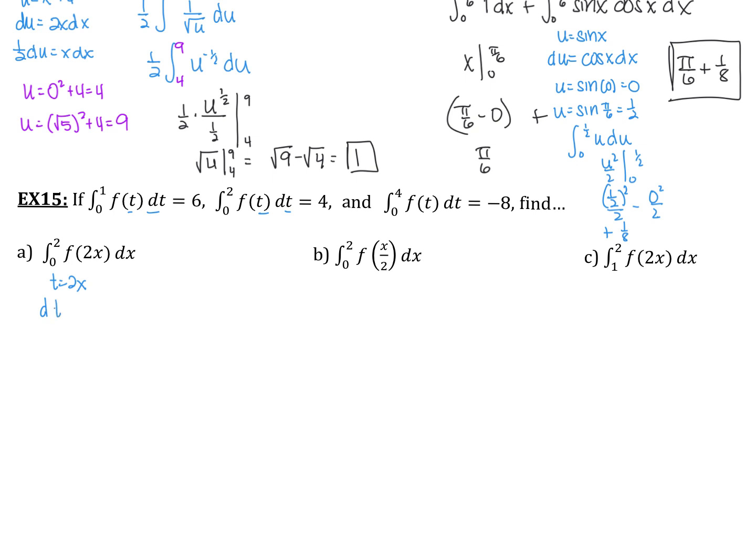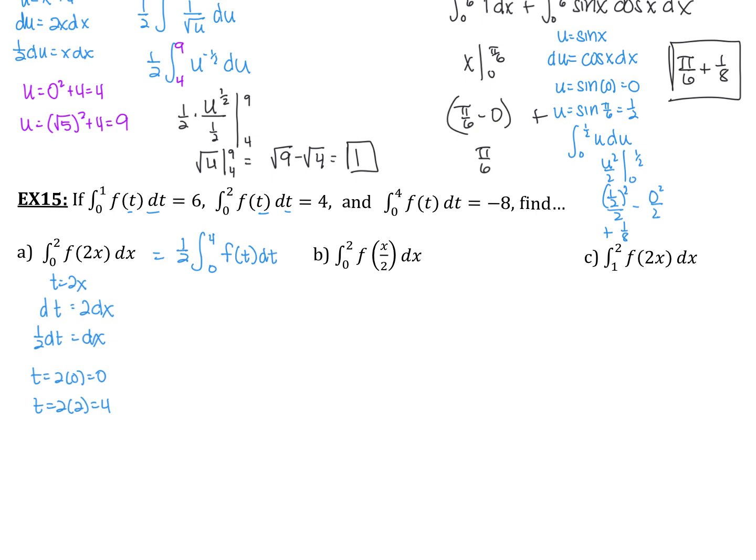Then dt, the derivative of t, is going to be 2 dx. I don't want 2 dx, so I'm just going to solve. I get 1/2 dt equals dx. If I do a bound change, when x is 0, t is going to equal 2 times 0. And when x is 2, t is going to be 4. These bounds look a little bit better because I can rewrite this integral now as 1/2 times the integral with t bounds of 0 to 4 of f of t dt.